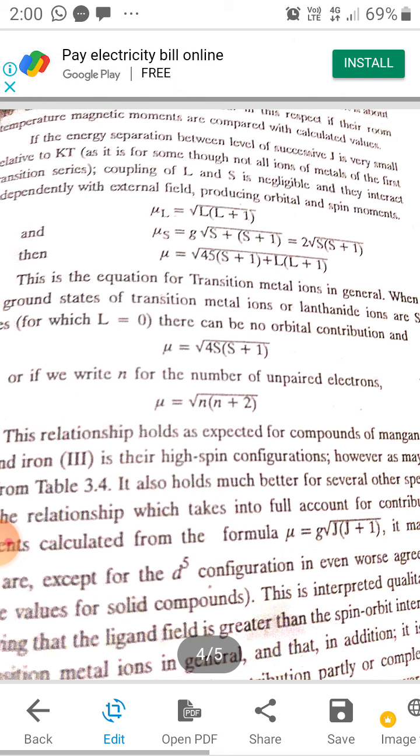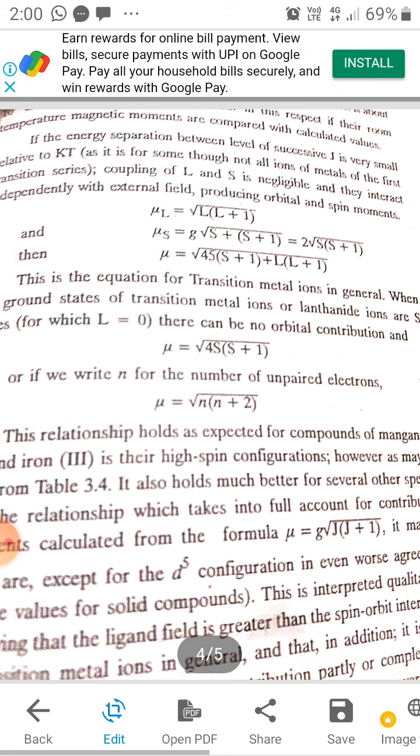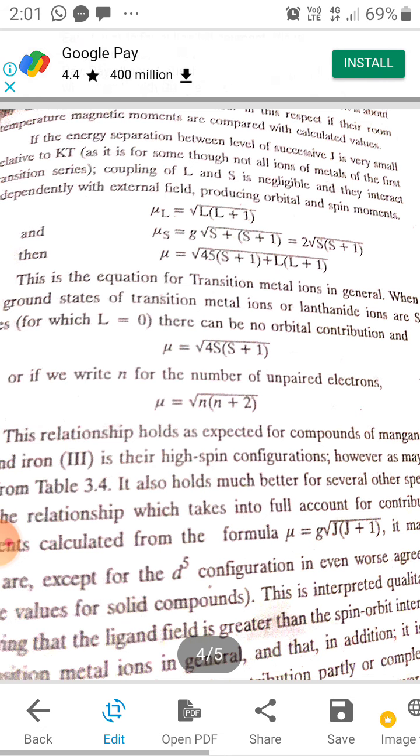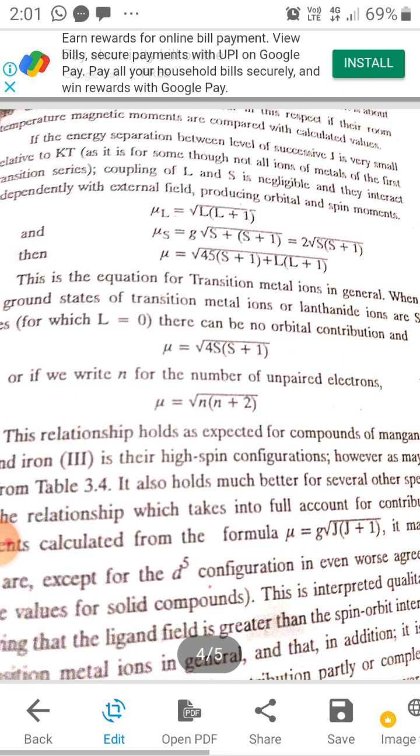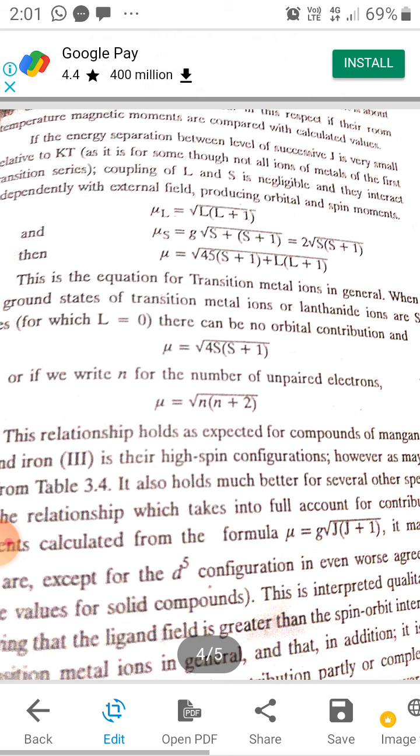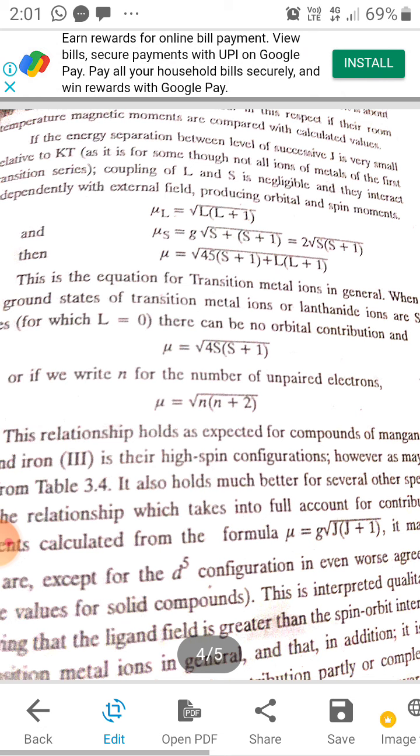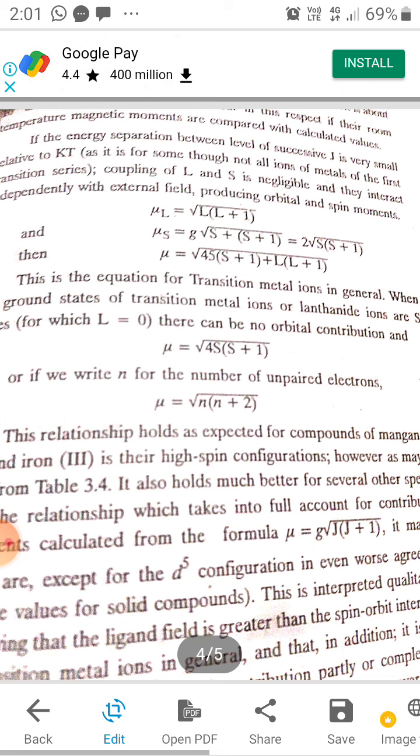The magnetic moment is then calculated by taking the magnetic moment of orbital movement and spin movement, which is the formula of mu L is equal to under root L into L plus 1 and mu S is equal to g under root S into S plus 1. g has the value of 1 plus S into S plus 1 minus L into L plus 1 divided by 2J into J plus 1, with J into J plus 1.